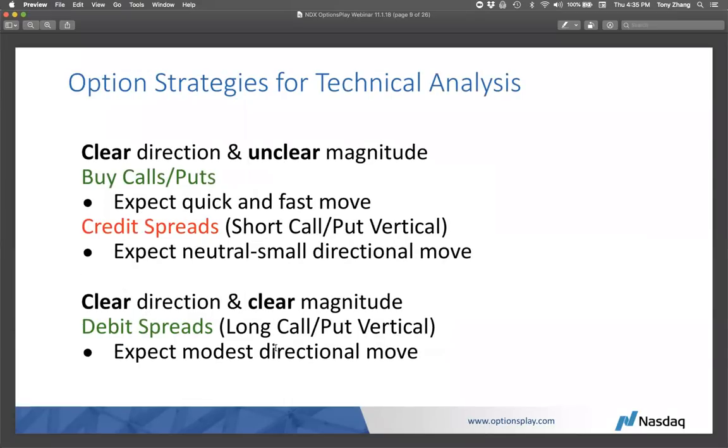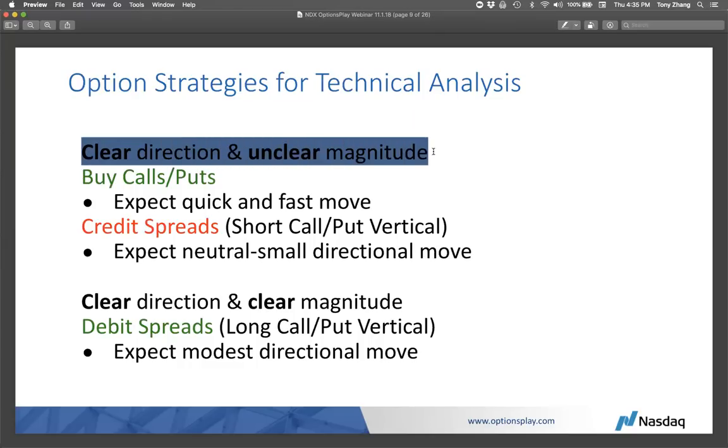So let's start talking about different option strategies for technical analysis. Now I'm going to break this down into 2 categories, because these are the 2 major categories of analysis that you'll come across when you do your technical analysis. Number 1, every single time you do your technical analysis, you should have a pretty clear sense of direction. However, what's not always clear is the magnitude. Meaning if you're bullish on a stock, you may not know exactly how far it's going to go, depending on the form of technical analysis.